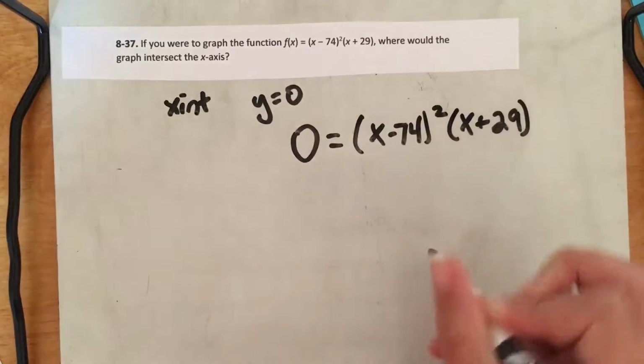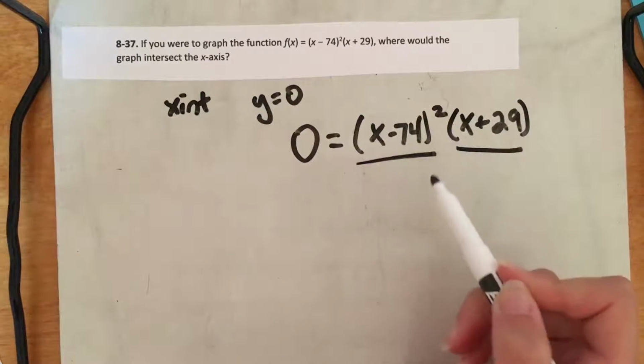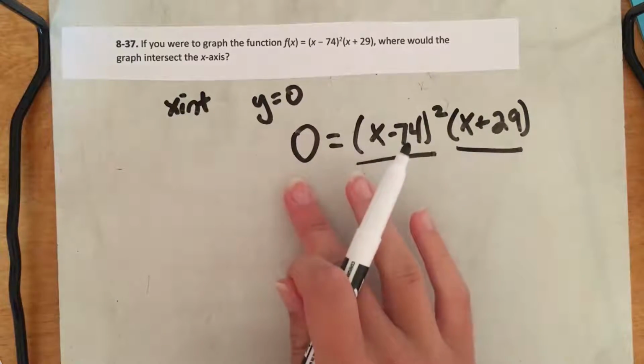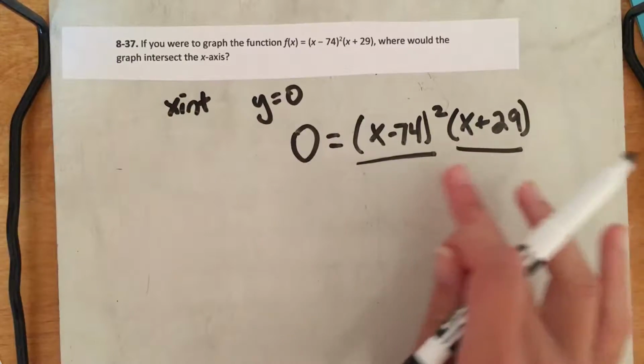So the zero product property says you can set each parenthesis equal to 0 and solve it separately, because this time, if this is 0 times something, it'll still be 0. If this part is 0 times something, it still works. So one of these must be 0.